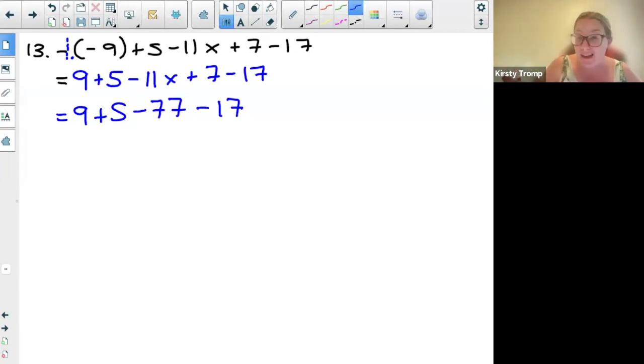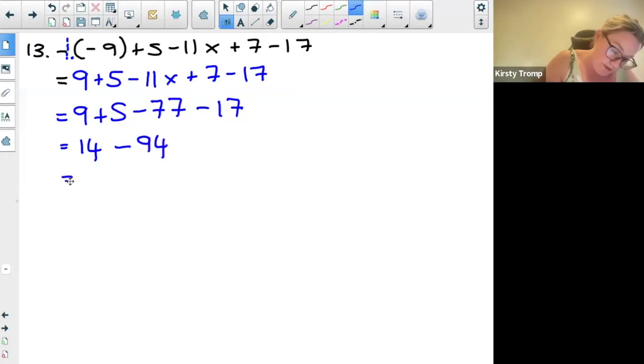Now I've got a straight sum. So now it's nice and easy. I'm going to do it in steps for you guys. So I've got 9 plus 5 gives me 14. And I've got -77 minus 17. I'm going to do those two together. So -77 minus 17 gives me -94. And 14 minus 94 leaves me with -80. All right. Lorena, ask me your question while I write out the next sum.